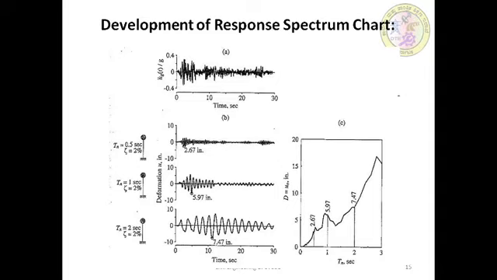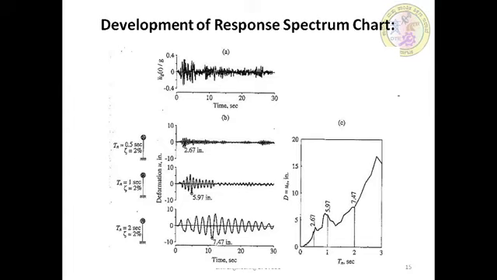The pseudo velocity spectrum is related to the peak strain energy stored in the system during the earthquake. The pseudo acceleration spectrum is related to the peak value, which is equivalent to the static force and base shear. Thus, when combined, it is useful.